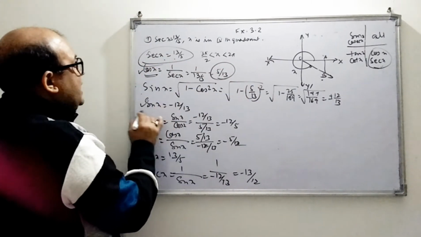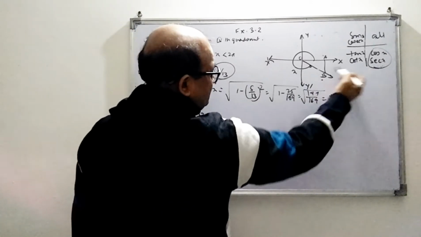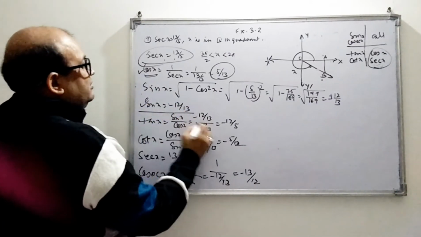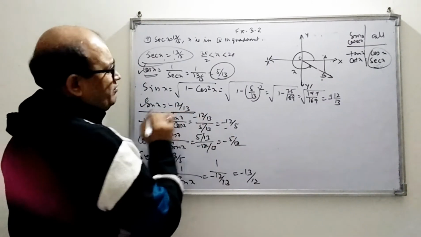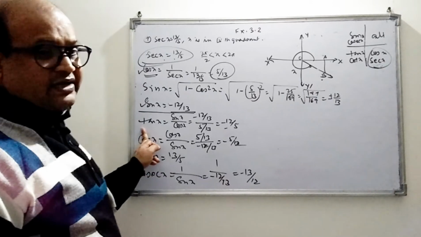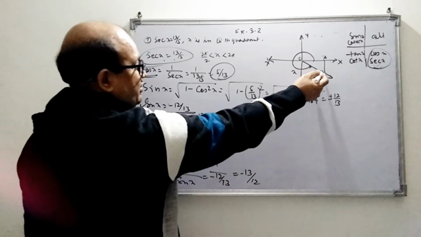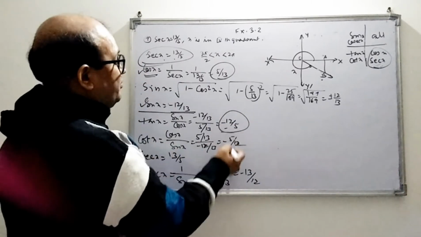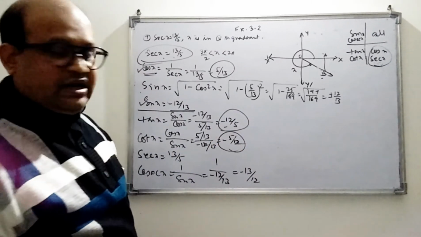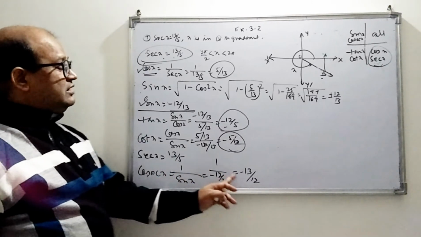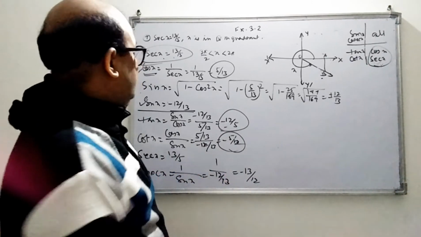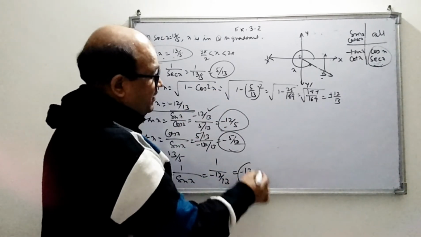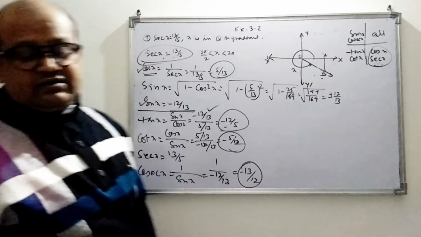Next is sin x. Sin x is negative in the fourth quadrant. So sin x we get minus 12 by 13. Again, tan x is also negative in the fourth quadrant, so it is minus 12 by 5. And cot x is the reciprocal of tan x, so it is minus 5 by 12. Similarly, cosec x is the reciprocal of sin x, since sin x was minus 12 by 13. So it is minus 13 by 12, negative in the fourth quadrant.